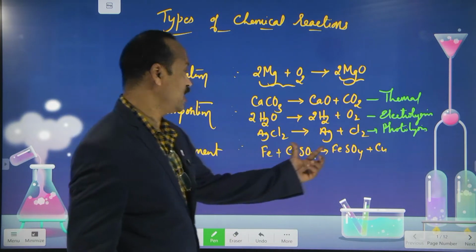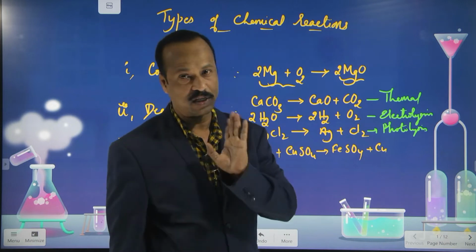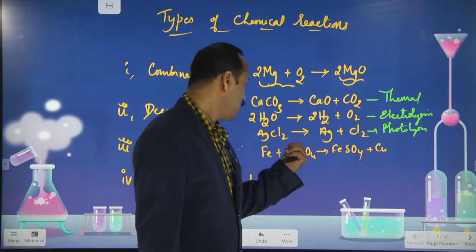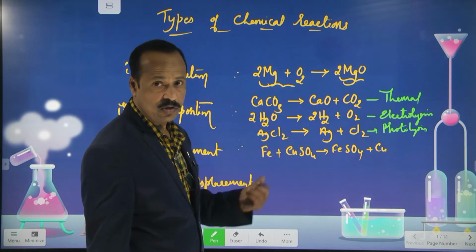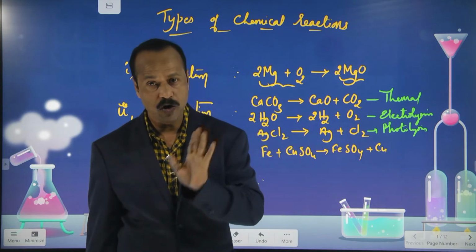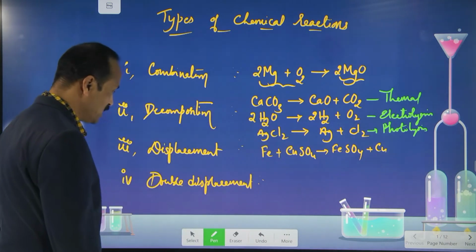And if you add copper to ferrous sulfate, the reaction does not take place. This I also explained. Why does it not take place? Because copper is less reactive than iron. So copper cannot displace iron, but iron can displace copper. So these three types of reactions we discussed.